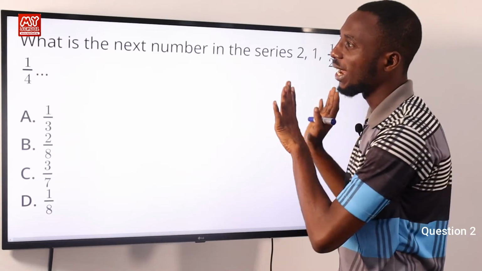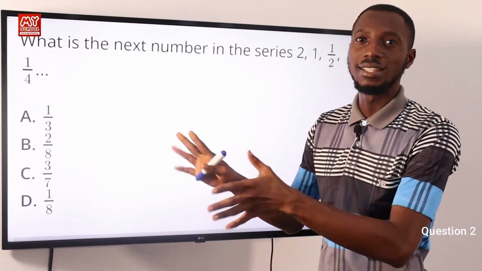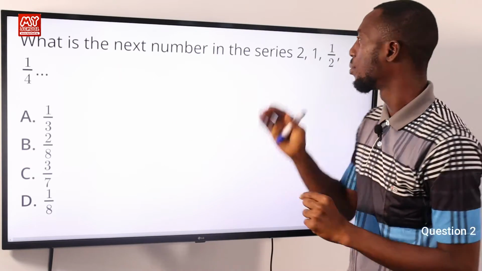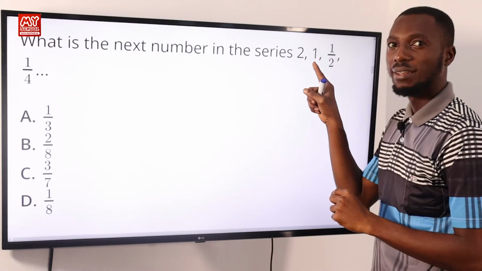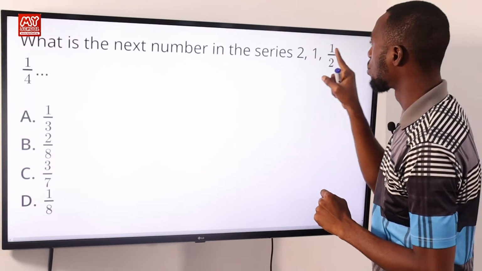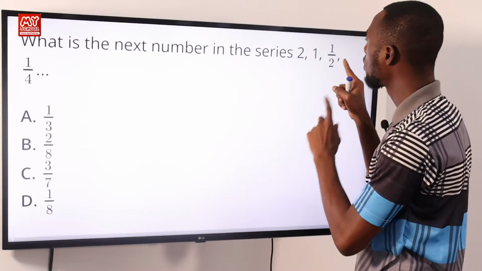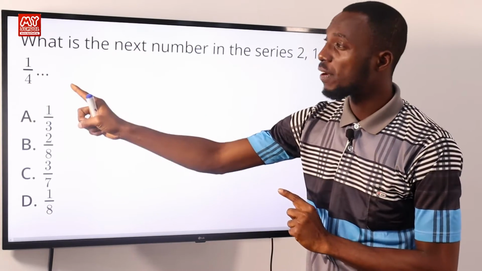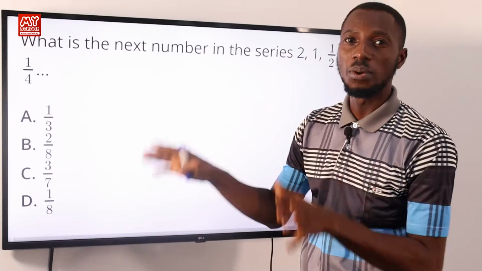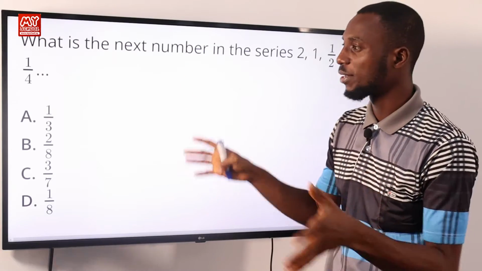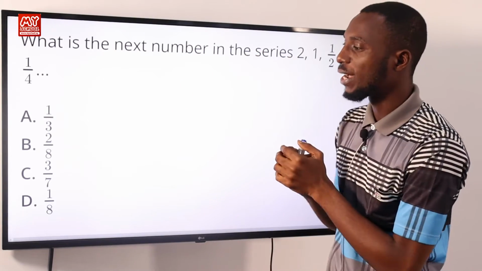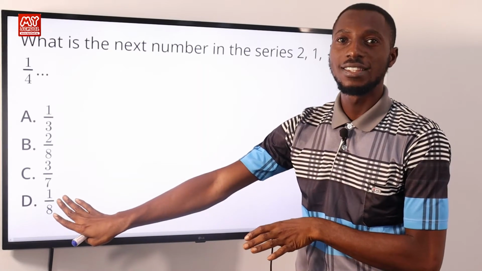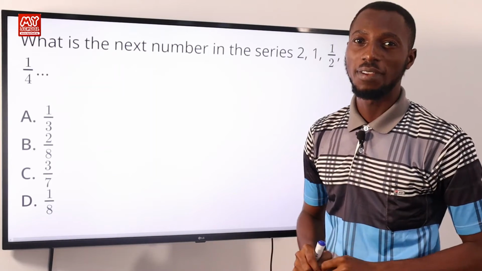Basically the common ratio here is 1 over 2. So 2 times 1 over 2 gives you 1. 1 times 1 over 2 gives you 1 over 2. 1 over 2 times 1 over 2 gives us 1 over 4. 1 over 4 times 1 over 2 gives us 1 over 8. So the next number that we are asked to find is 1 over 8. Option D, that is very correct.